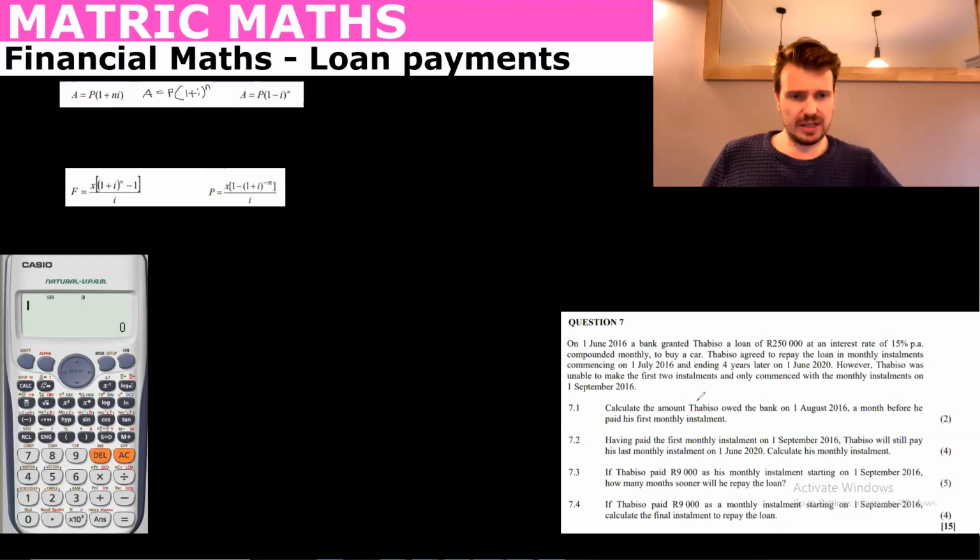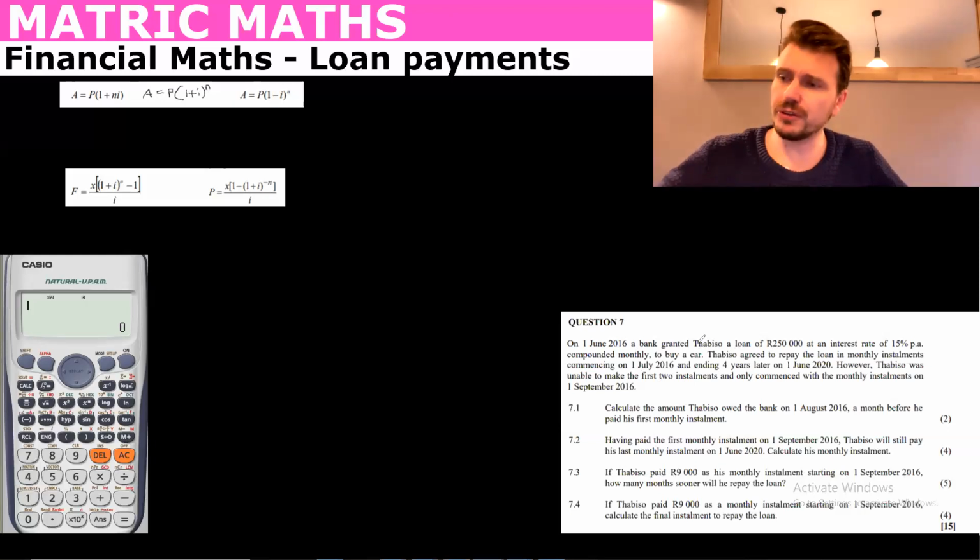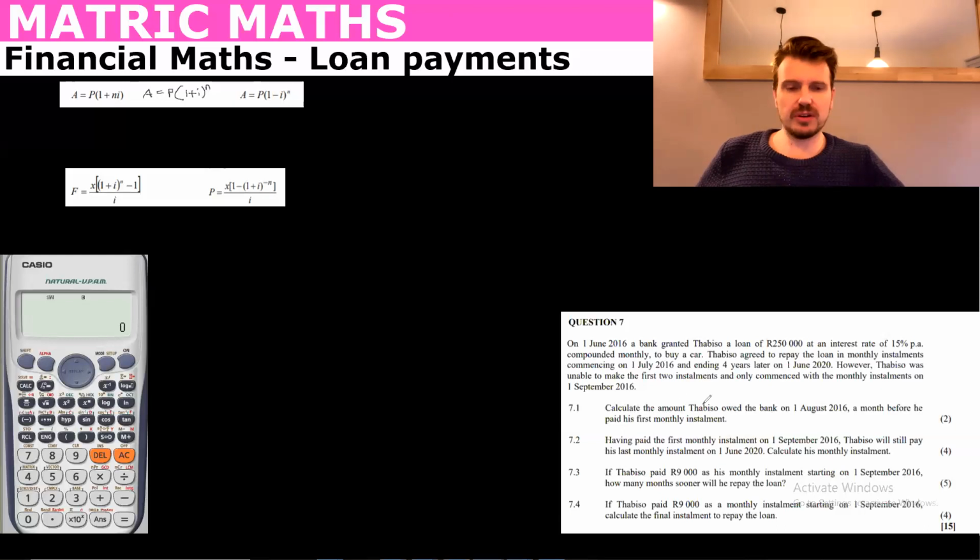So let's have a look now at the first question. So it says, calculate the amount that Tabiso owed the bank on the 1st of August 2016, a month before he paid the first installment. So basically what they're saying is he didn't pay for 2 months. And so what is going to be the balance of the loan after that? So this is a classic question where they're asking you for the future value of a loan.